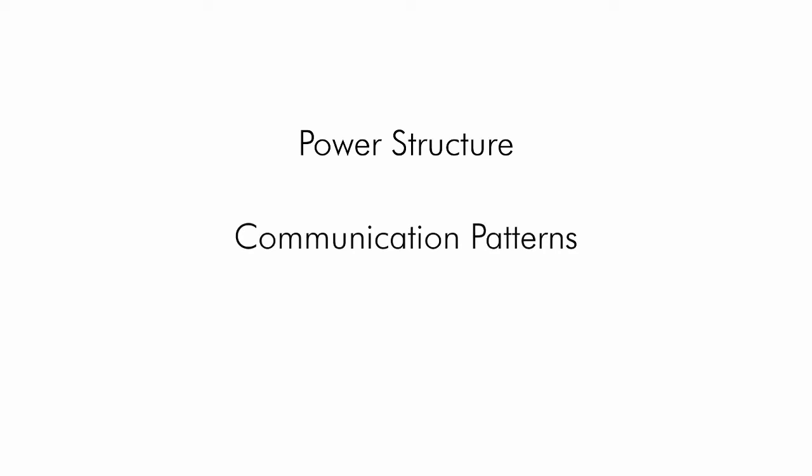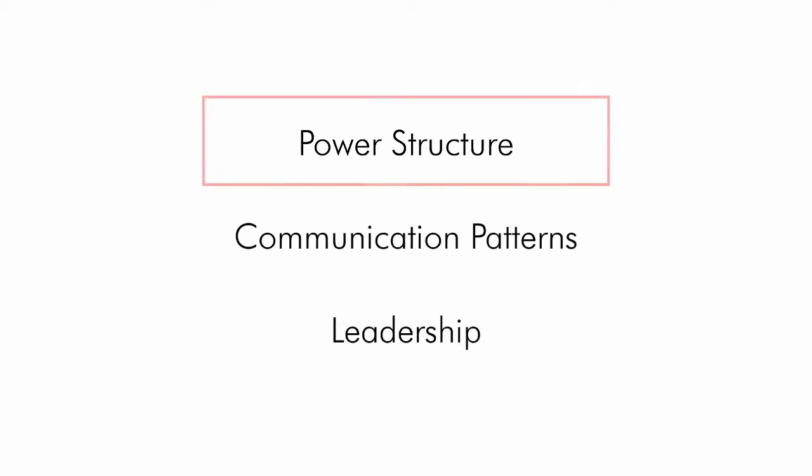I have selected 3 instructive examples from the paper, which represent 3 distinct aspects of opinion dynamics that can be explored with this model: power structure, communication patterns, and leadership. Let's start with power structures. As stated before, power structures are modeled with a simple directed graph, and what we want to look at specifically is the level of connectedness in the graph.